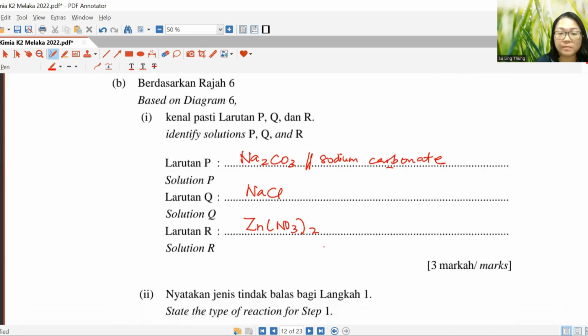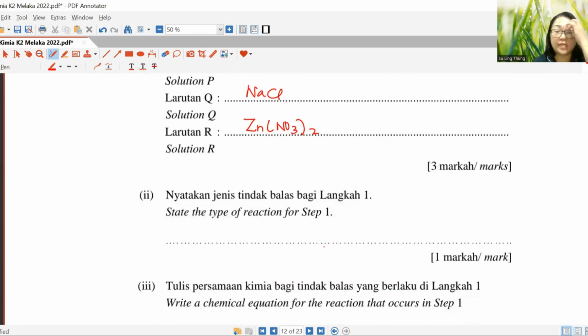Now, state the type of reaction for step 1. Just now, step 1 involves 2 soluble salts forming 1 soluble and 1 insoluble salt. So this is what we call double decomposition. You can also call it precipitation. Either one of the answers is accepted.